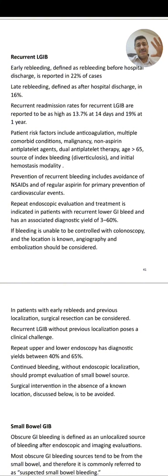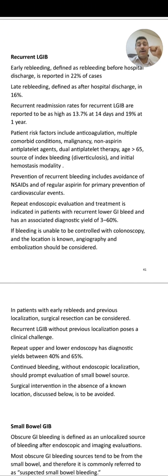Nothing specific about recurrent lower GI bleeding. If we did colonoscopy or angiography, we need to repeat them. Special consideration about the intubation of the ileum: we need to assess the small bowel if there is a small bowel bleeding.